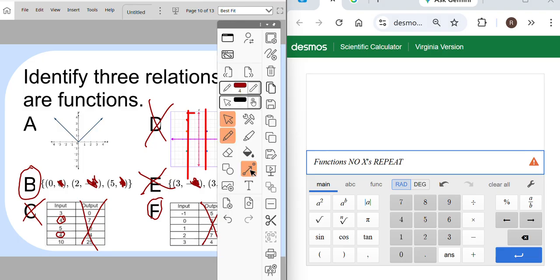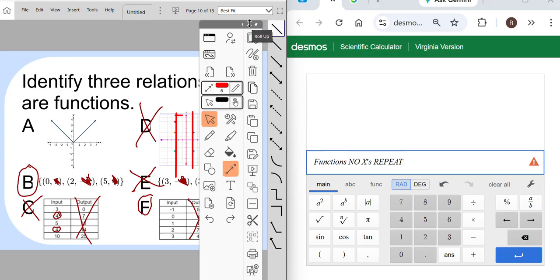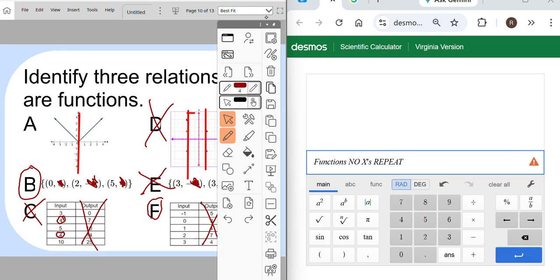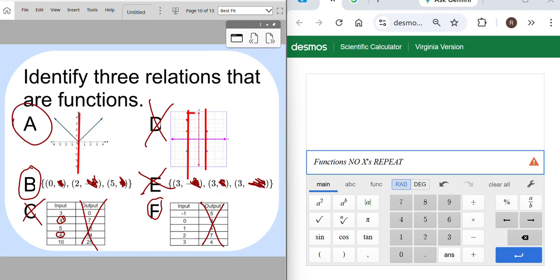Now I'm going to get a line again, and I'm going to come to our first one. I'm going to draw a line right down the axis. It only touches my graph at 1 point. So since it touches my graph only once, that means this is a function because there are no repeating x's. So my answer here is A, B, and F. Remember, functions, you cannot have any x's repeat for it to be a function. As soon as an x repeats, it's no longer a function.